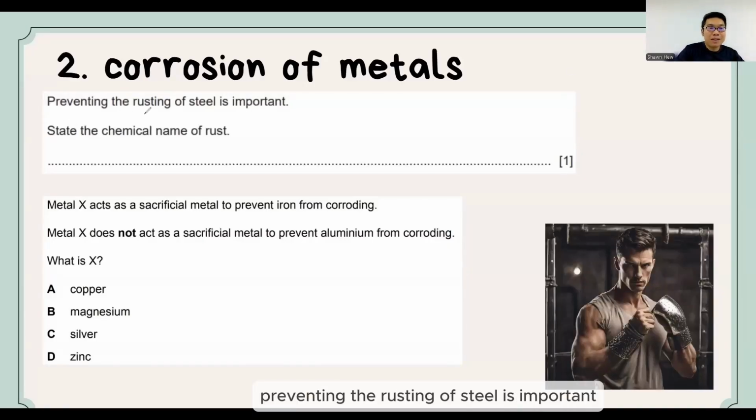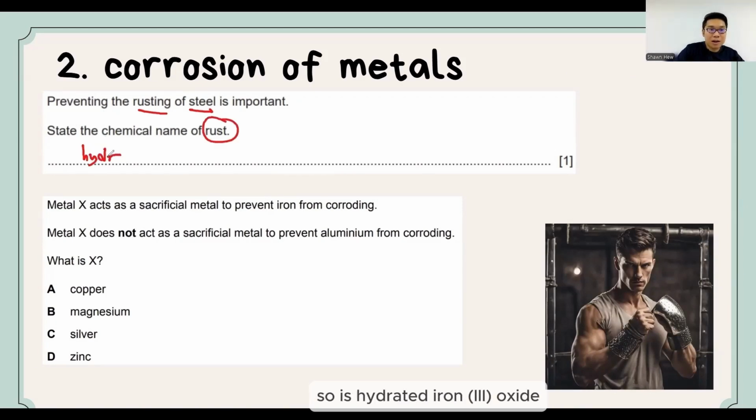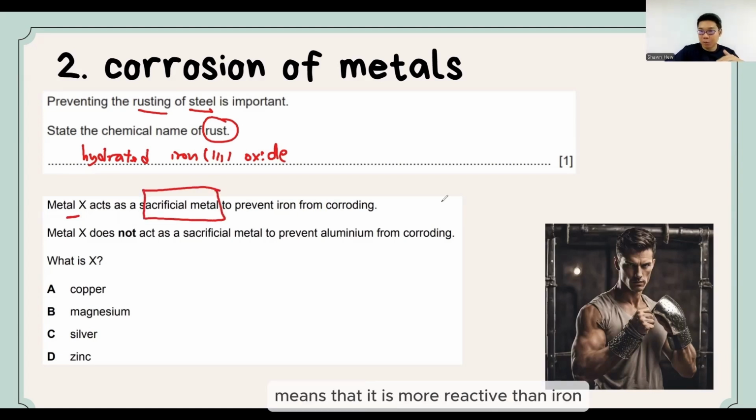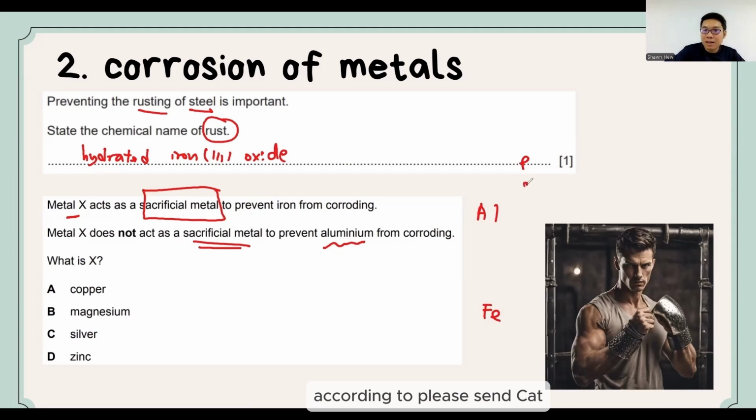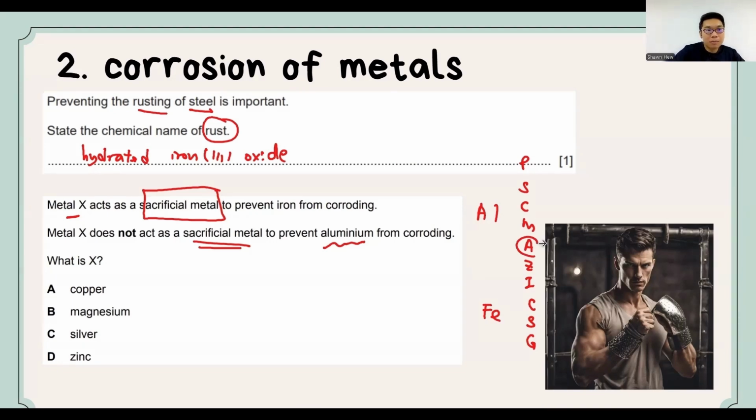Let's see the first question. Preventing the rusting of steel is important. State the chemical name of rust. So it's hydrated iron(III) oxide. Next, metal X acts as a sacrificial metal, meaning that it's more reactive than iron. Metal X does not act as a sacrificial metal to prevent aluminium from corroding. So it will be in between aluminium and iron. According to the reactivity series, "please send cat, monkey, and zebra into cute small garden", it's in between aluminium and iron. Obviously zinc.